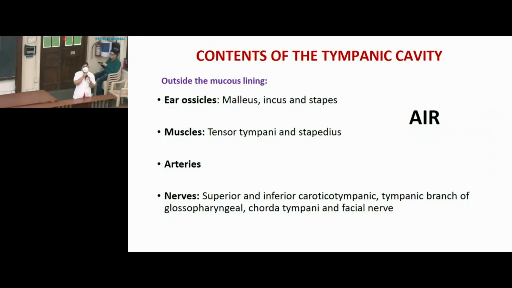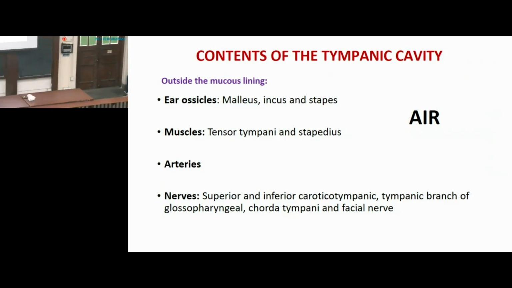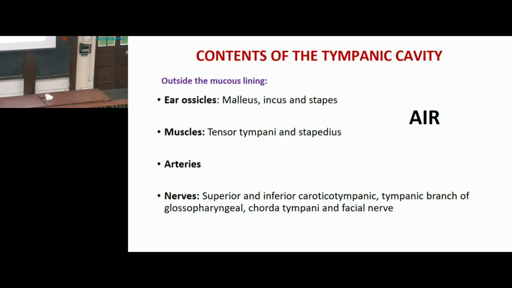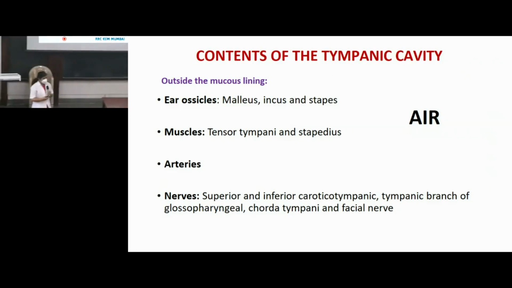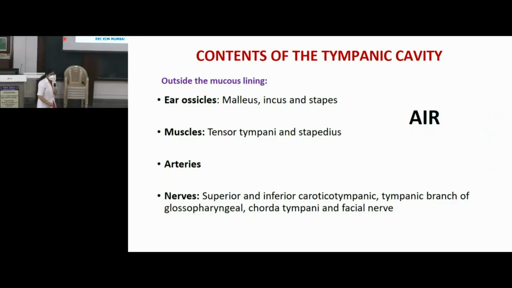All other structures listed here are outside the mucous lining of the tympanic cavity, which includes the ear ossicles, muscles, nerves and arteries. Even the muscles are present outside the mucous lining of the middle ear cavity. So you can list these structures, but you have to mention they lie outside the mucous lining of the tympanic cavity.